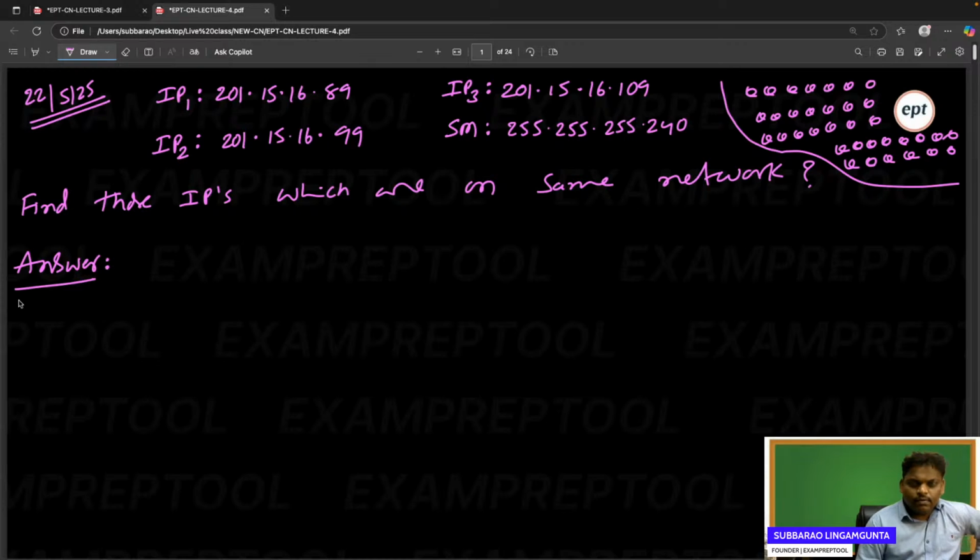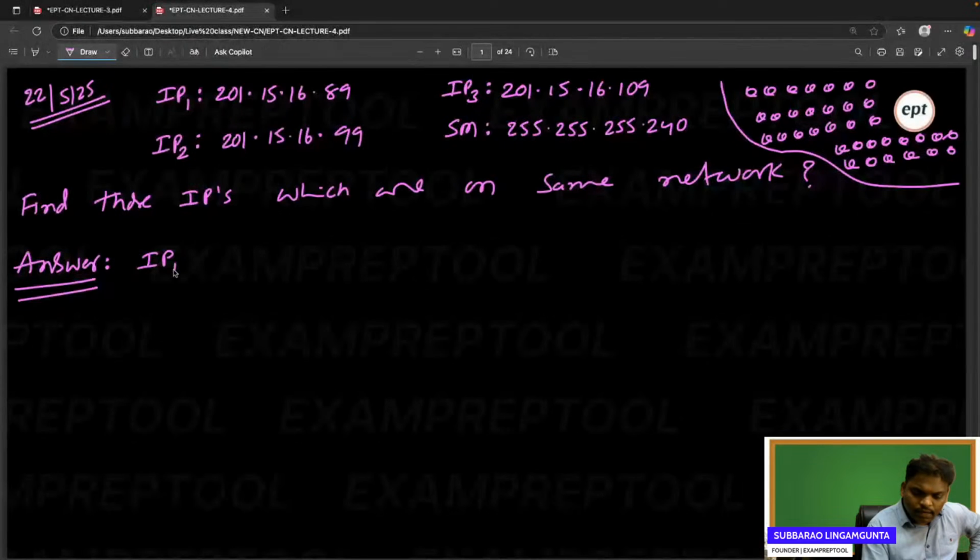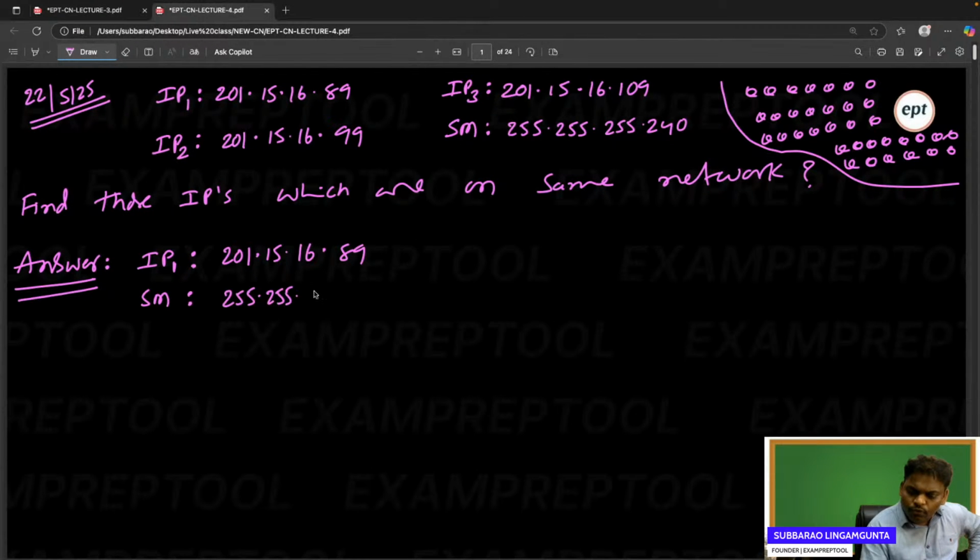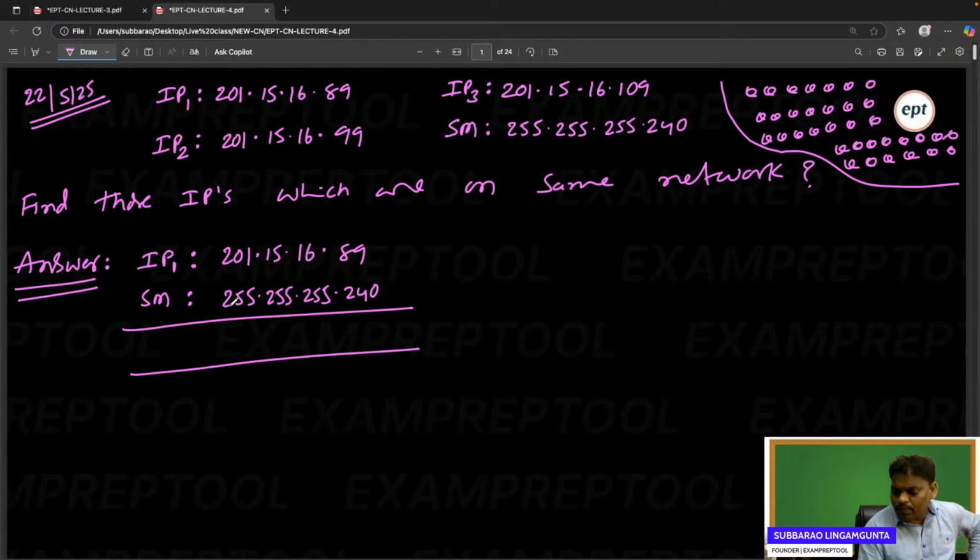Can you see the answer? Everyone try to see this. I am checking IP1 and the subnet mask. Understand first what I am going to do now. So 201, 15, 16, 89. Take the subnet mask also: 255, 255, 255, 240. Very interesting one. Now you know very well, you have to do the AND operation, IP1 and subnet mask, bitwise AND.